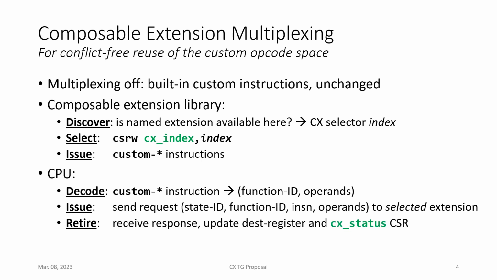Then in the CPU hardware, in response to a custom opcode, the CPU partially decodes the instruction, fetches its operands, and sends an extension request with the current state ID, function ID, instruction, and operands to the selected extension. The extension performs the function and/or redecodes the instruction to address extension-scoped registers, possibly updates its state, and the CPU uses the extension's response to update a destination register and the CX status CSR.